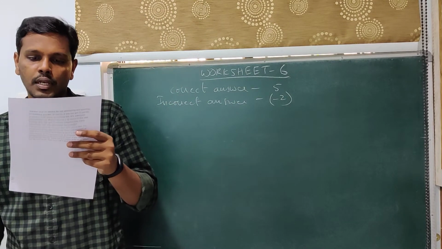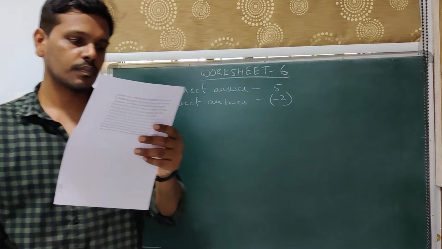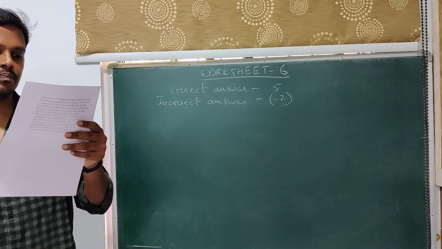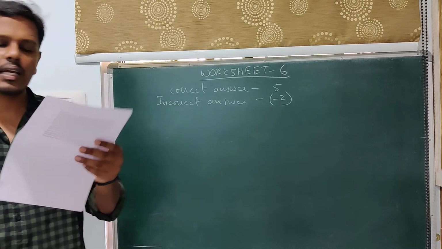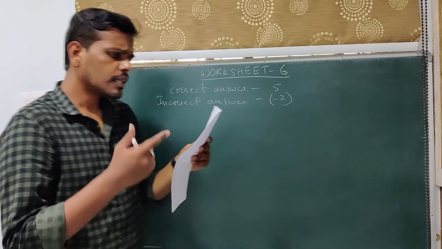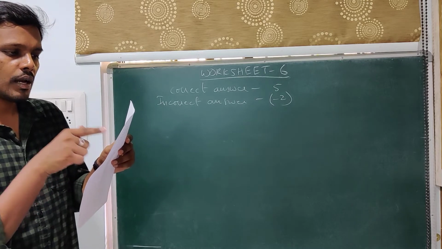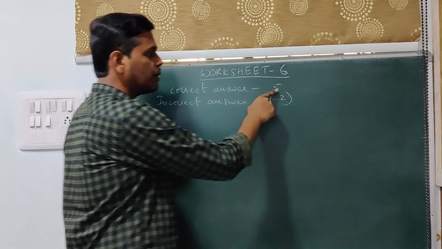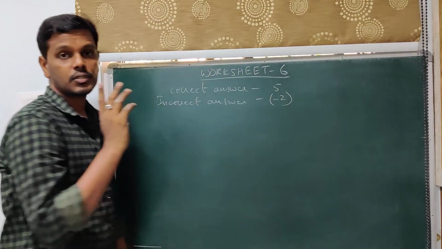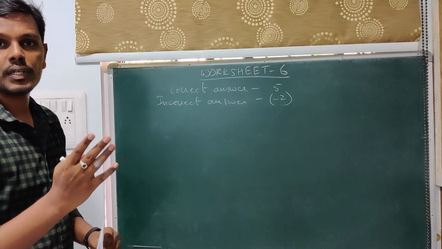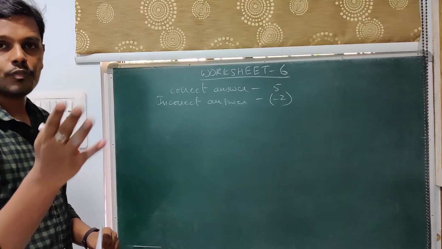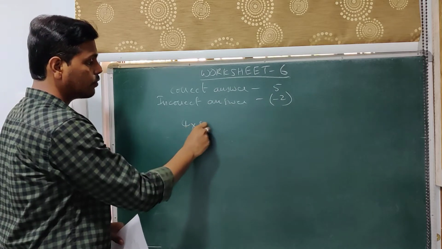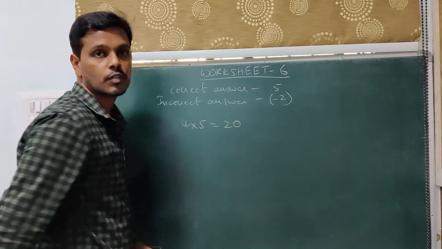Now look into the case of Jaya. Jaya also answered all the questions and scored minus 12 marks through 4 correct answers. How many incorrect answers did Jaya attempt? So we are given that Jaya answered 4 correct answers. For one correct answer, she will be getting 5 marks. Now she has written 4 correct answers, so she will be getting 20 marks. That is 4 into 5, which is equal to 20.